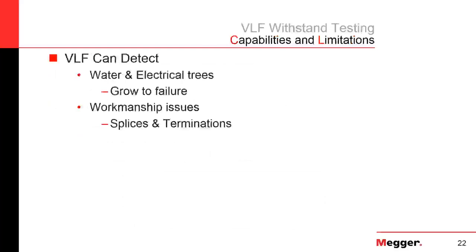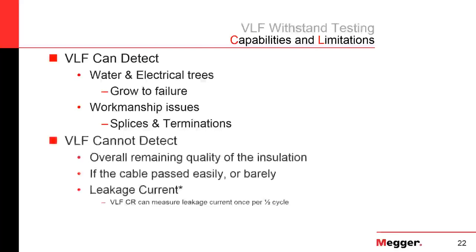So what can VLF detect? Pretty much water trees and electrical trees or other significant defects in the cable system. Workmanship issues in splices and terminations. If splices were made poorly, these are the type of things that it can find.